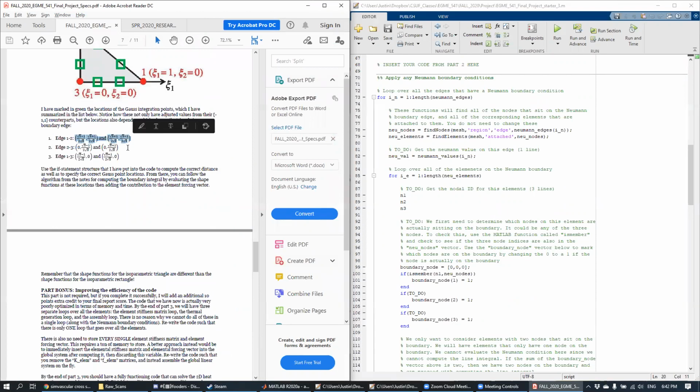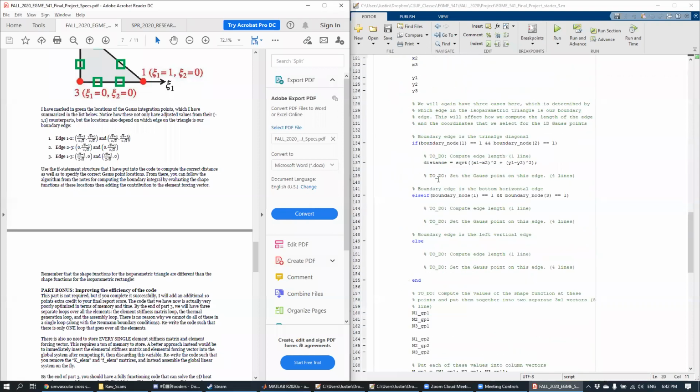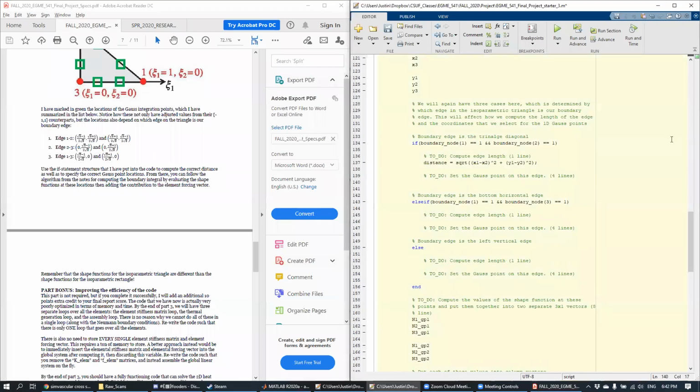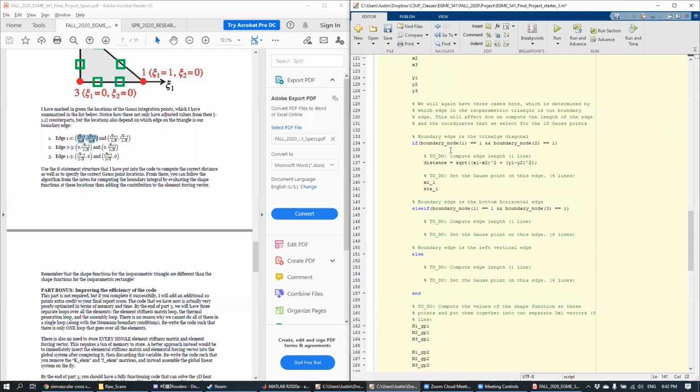I gave you the Gauss points here, in a variable format, in kind of a coordinate format, but you can plug those basically directly in. These are basically going to be your xi and eta values for your code. Let's take edge 1, 2 here. The first Gauss point is going to be this location here, so xi1 and eta1.